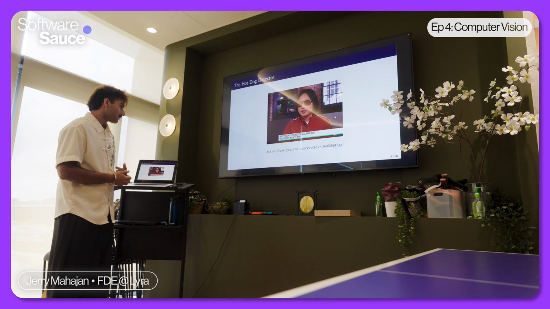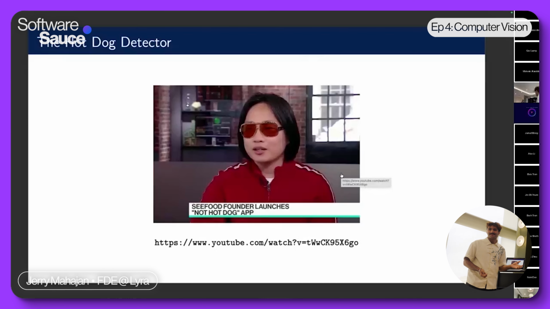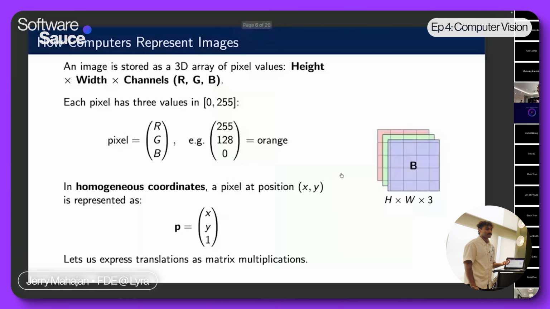Okay, so that was an example of a binary classification task. Something that can take an image, look at some features, look at some data, and see if it is a hot dog or not a hot dog. So that's one application. Let's go on to how something like that might work, and in general, how a computer can represent an image.